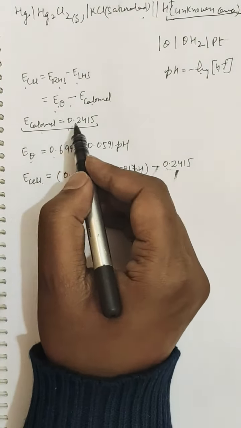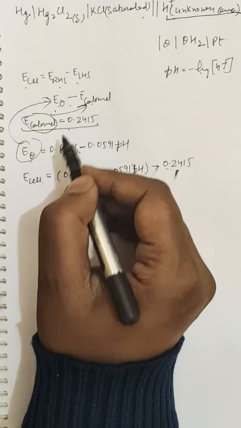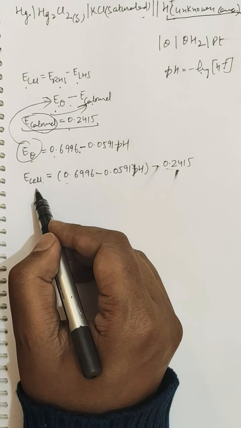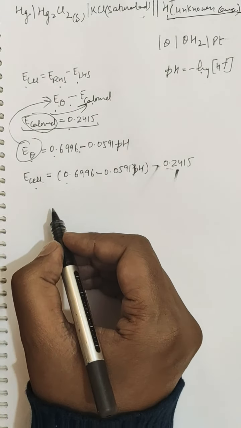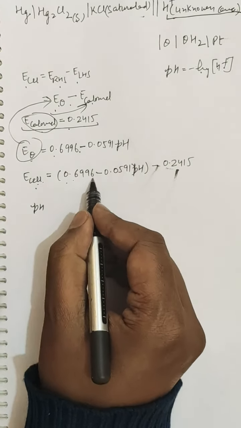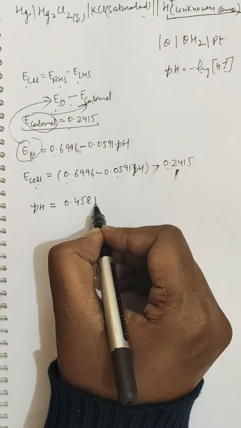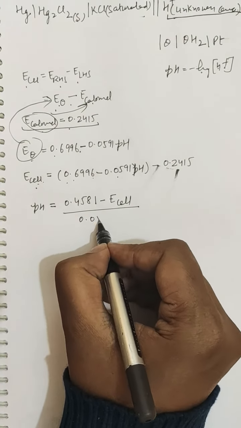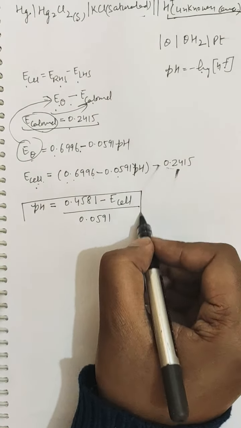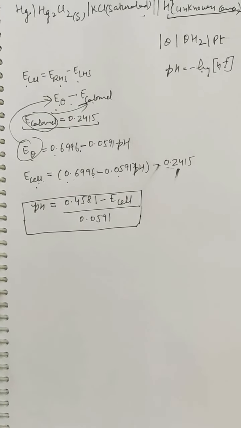So we put the value of EQ here and E calomel here, and from here we got to know the EMF of the cell. So by just simplifying this equation we get pH is equal to 0.4581 minus E cell divided by 0.0591. So this is the way by which the quinhydron electrode, or quinone electrode, can be used to understand the value of pH.